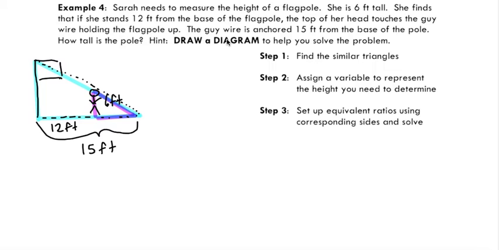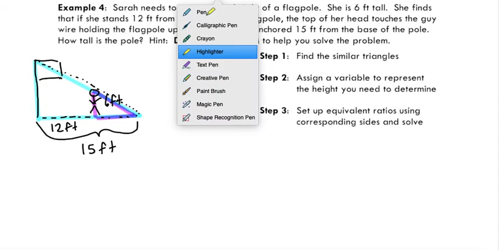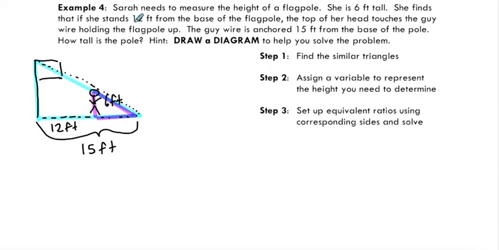So now we need to figure out, what are we trying to find? So after I've drawn that diagram, what exactly am I looking for? Well, I'm looking for how tall the pole is. So the height of my pole is going to be my variable x. So now I need to set up my equivalent ratios in order to solve for that missing variable. So I know that the height of my pole is going to be in proportion to the height of Sarah. So x is in proportion to 6.